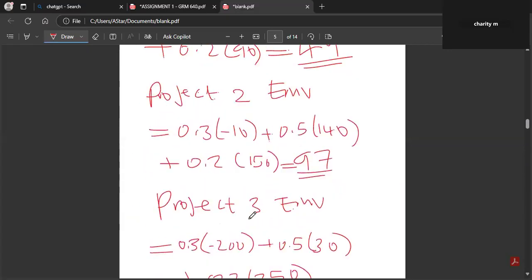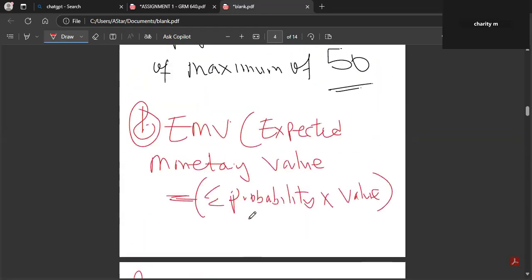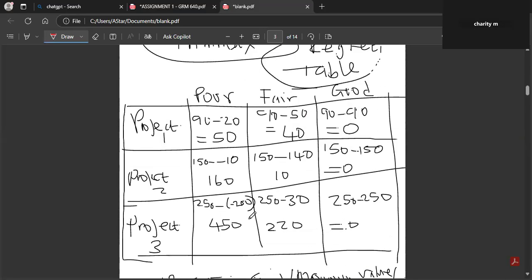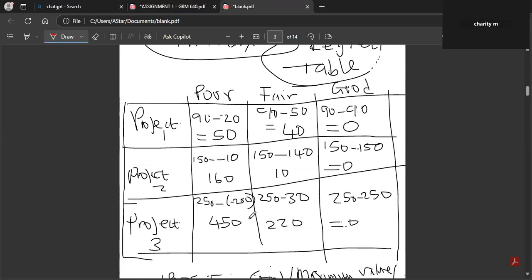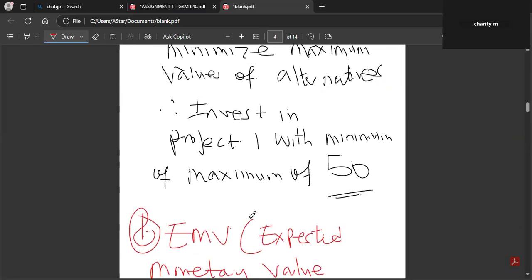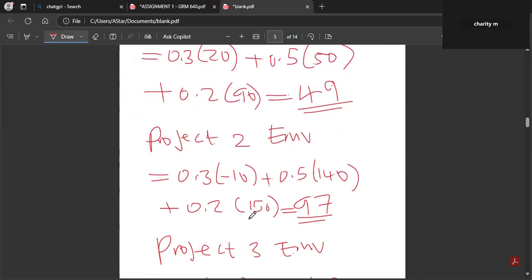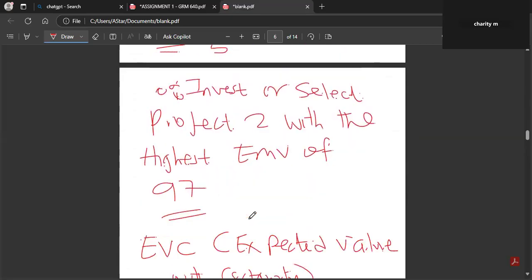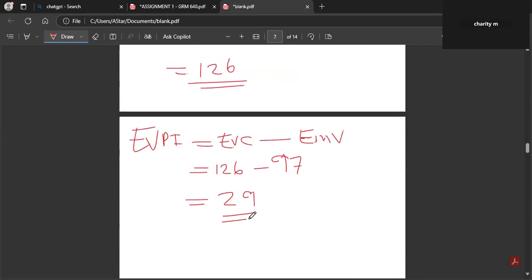It's giving us what? 29. 29. So that is what we have. So that is the answer there for expected value with perfect information. Is that clear?